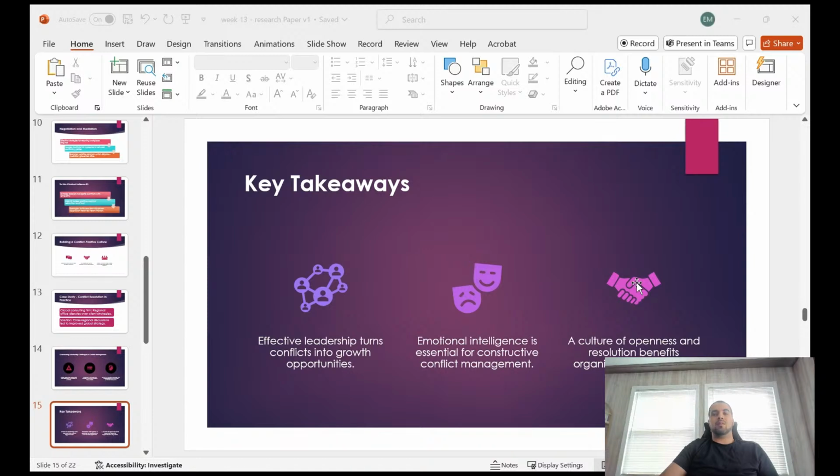Now we're going to talk about key takeaways from this presentation. So, to summarize, conflict, when managed effectively, can be a powerful tool for innovation and collaboration. Leaders who develop emotional intelligence and foster a conflict positive culture can turn disputes into opportunities for growth. Proactively training teams and implementing structured conflict management strategies will strengthen an organization's overall effectiveness.